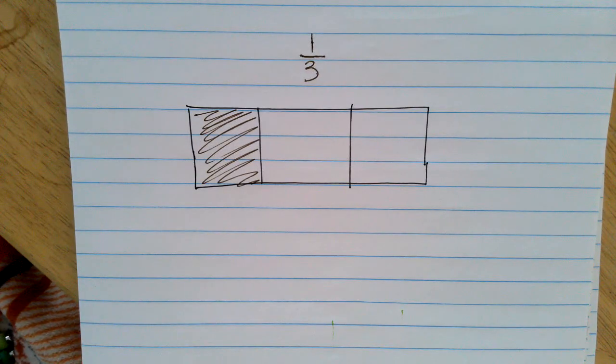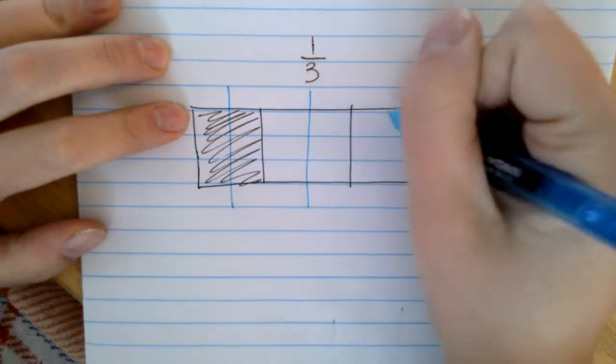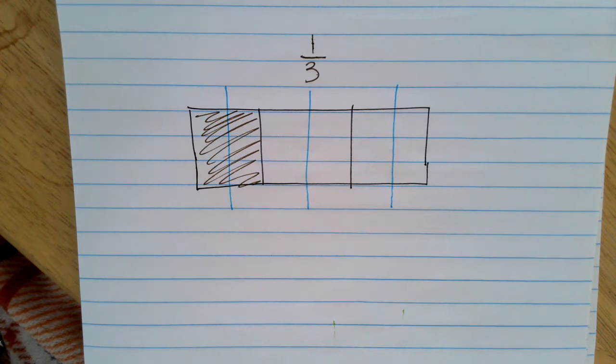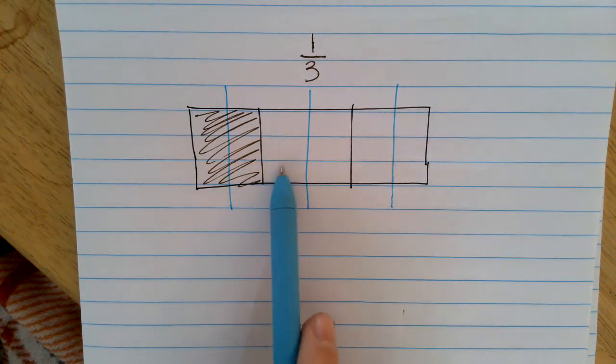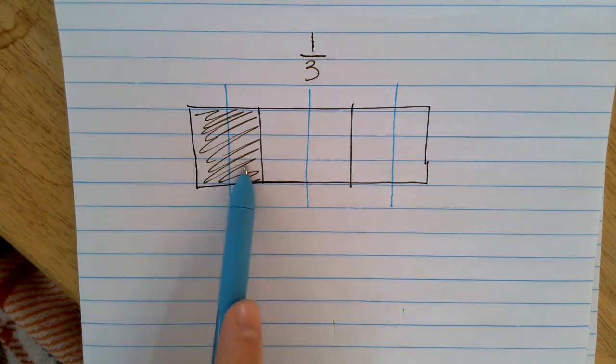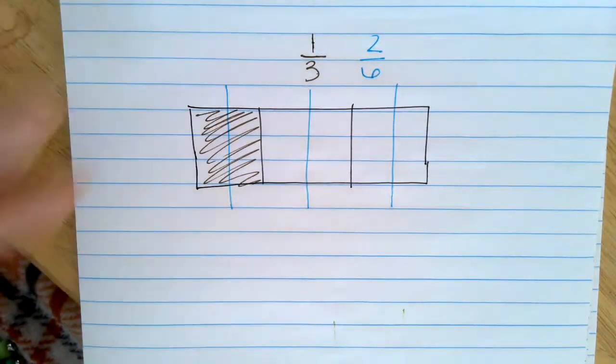So let's say I want to draw and break it up into 6 parts. So I want 2 times as many parts. So I'm going to break it up into 6 parts. One, two, three, four, five, six. How many parts of the 6 do I have shaded? One, 2. I have 2 of the 6 parts shaded.